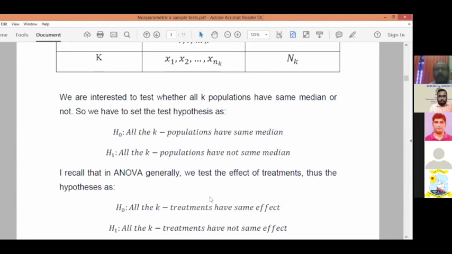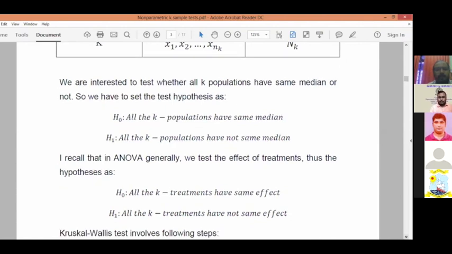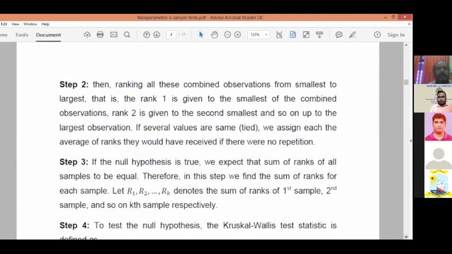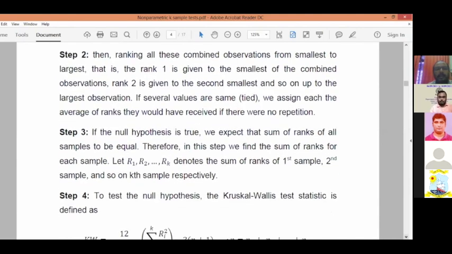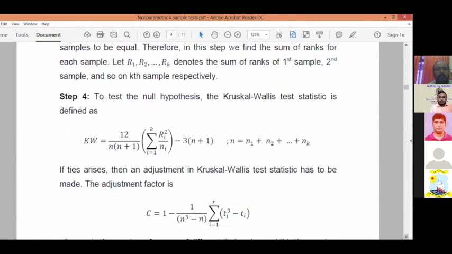I recall that in ANOVA generally we test the effect of treatments, whether all K treatments have the same effect or not, where the null hypothesis and alternative hypothesis are set. Then the steps are given here, how to rank, and the steps to find out the test statistic.